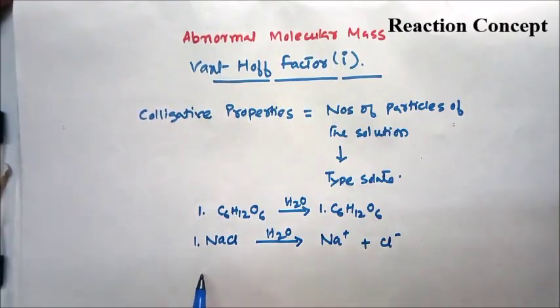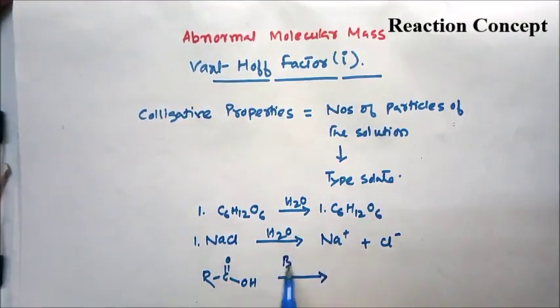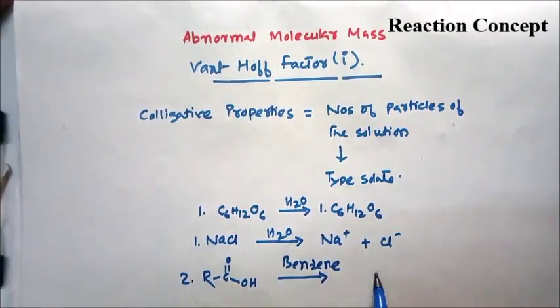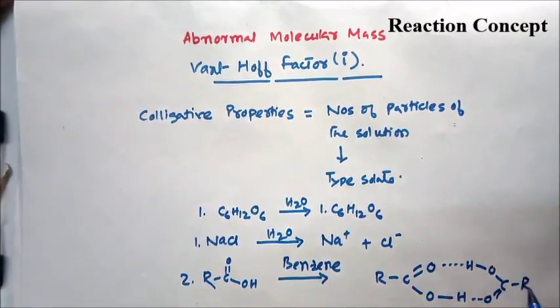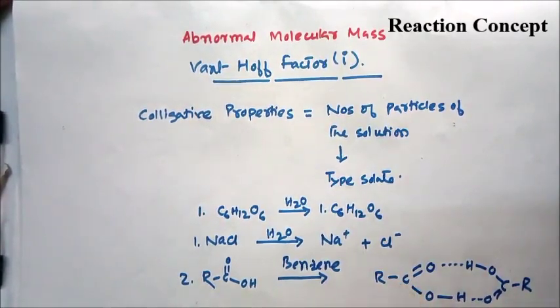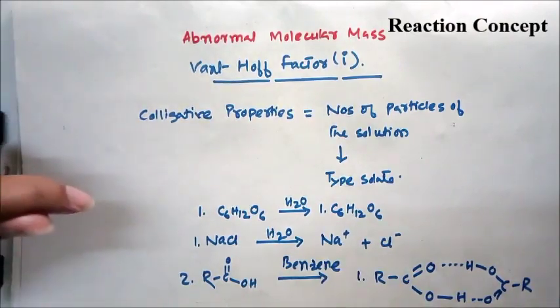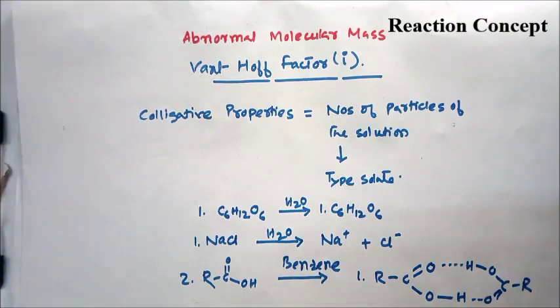Another example is there. When you dissolve carboxylic acid in benzene solution, then two carboxylic acid molecules will dimerize. Here you see two carboxylic acid or solute particles give one particle. You see, different types of solute give different numbers of particles in the solution.